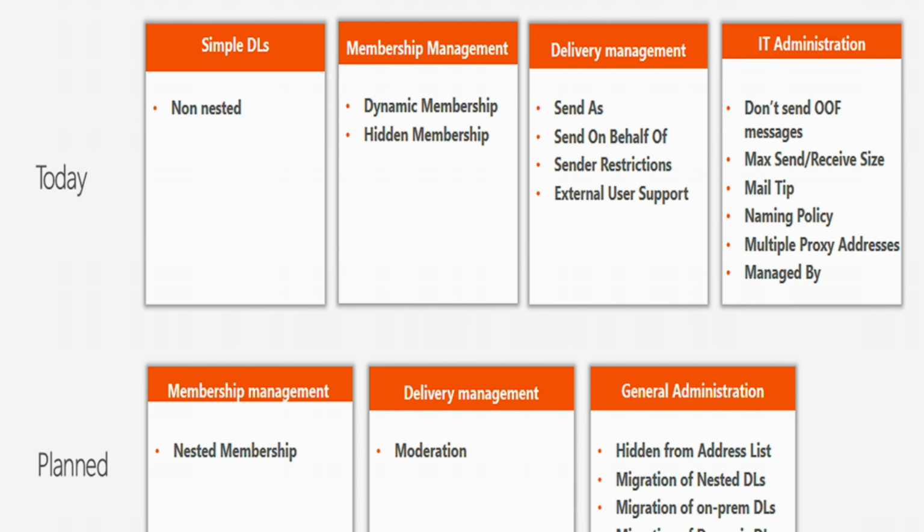In the bottom section, these are the planned things that we want to do. One is the nested membership groups that we are working on, and we are looking at how to enable it pretty soon. Once that comes up, we'll also provide a script to migrate nested DLs. We'll also look at how to migrate on-prem DLs, which we talked about earlier, without having to do all the manual steps and without the huge downtime that we are seeing today. And finally, we'll also migrate the dynamic DLs. We'll get you a script which will migrate the dynamic DLs.